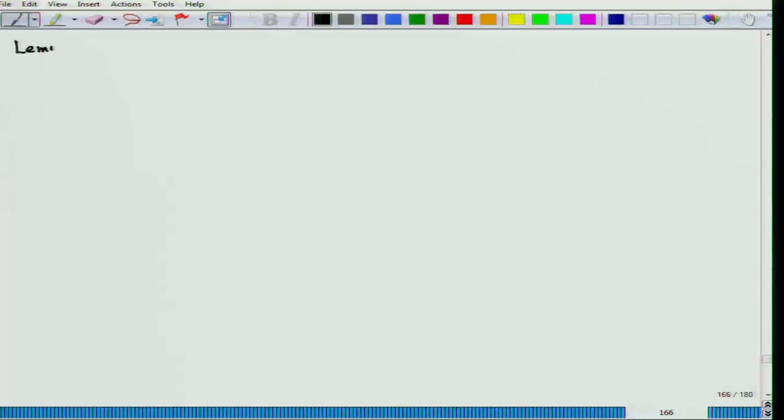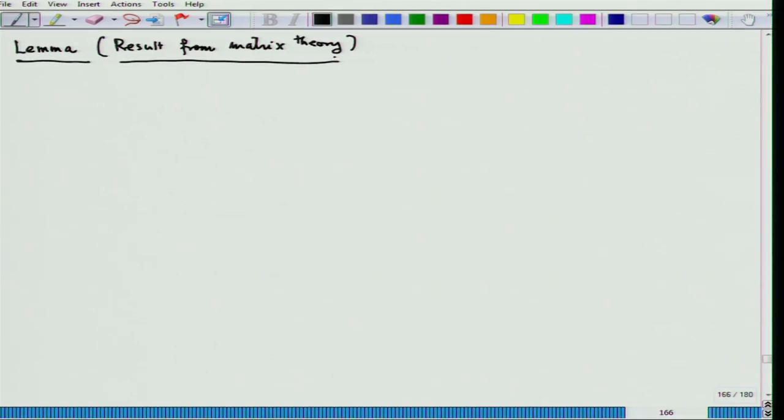This lemma is a lemma from matrix theory. I will not prove this lemma, but ask you to do it in the homework. So, what is this lemma? Let us consider B to be an M cross M matrix, which is non-singular, that is of rank M, which means it is invertible.